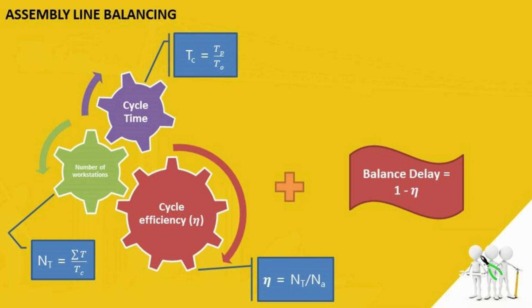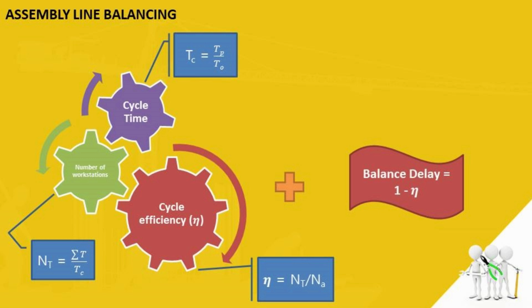Then we have cycle efficiency given by eta. It is also known as line efficiency of the assembly line. It is given by N suffix T, that is number of workstations, upon N suffix A, which is the actual number of workstations. See, the number of workstations N_T was the theoretical minimum. Now the actual number of workstations can differ from organization to organization and plant to plant. So by putting the value of N suffix T here, we get the formula of cycle efficiency as summation of T, the net cycle time, upon actual number of workstations into cycle time.